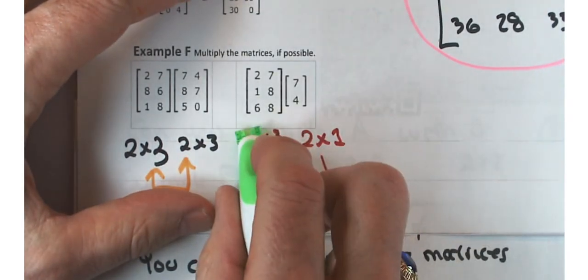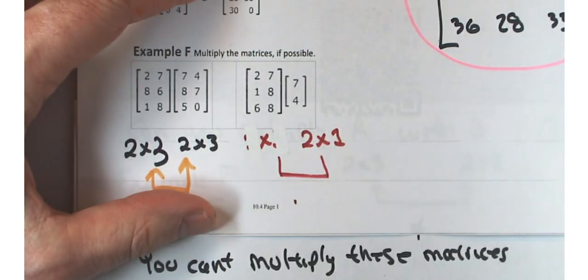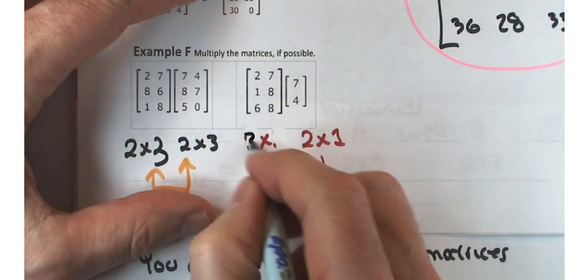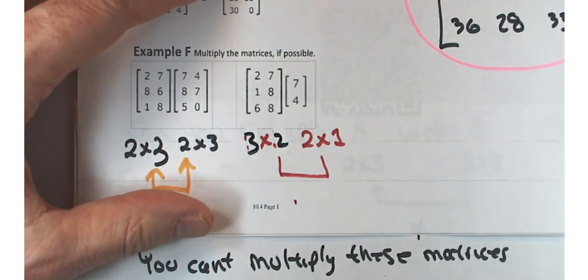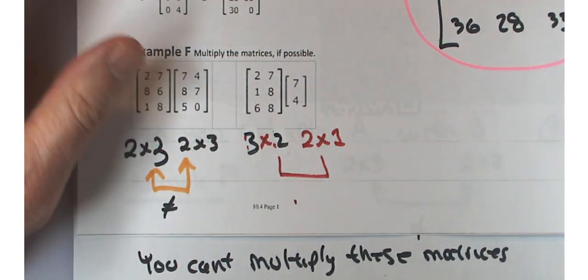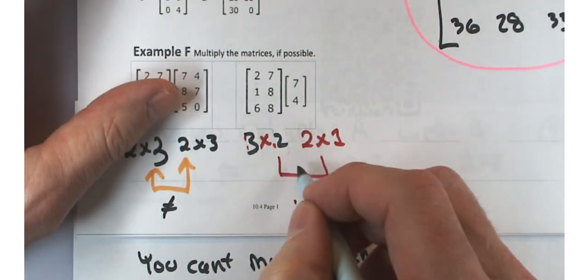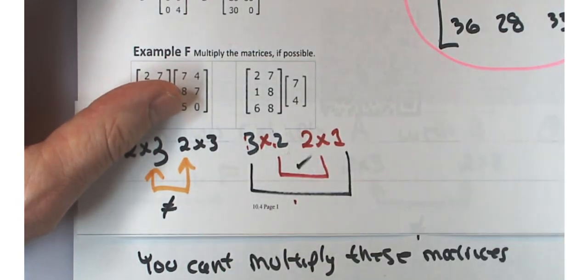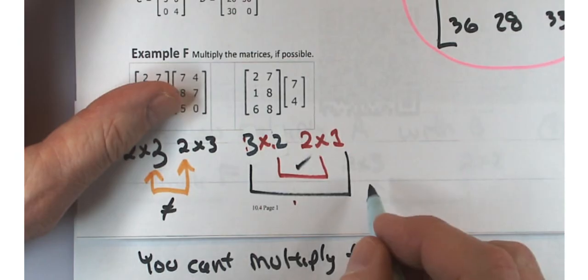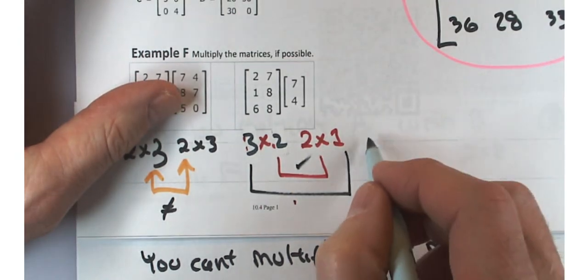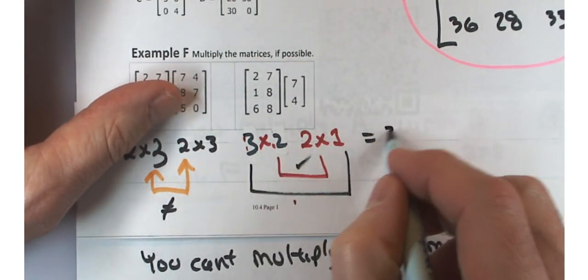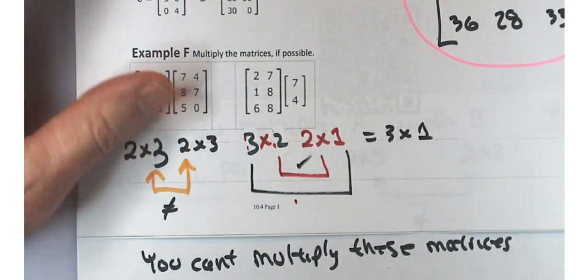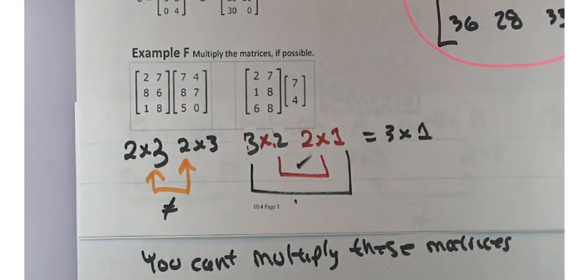Can I multiply these together? Let me rewrite this here. And thanks, Lena. 3 by 2. Well, 2 equals 2, so yes, you can multiply them. The size of your product is going to be a 3 by 1 matrix. That's going to be the size of your product. Nice.